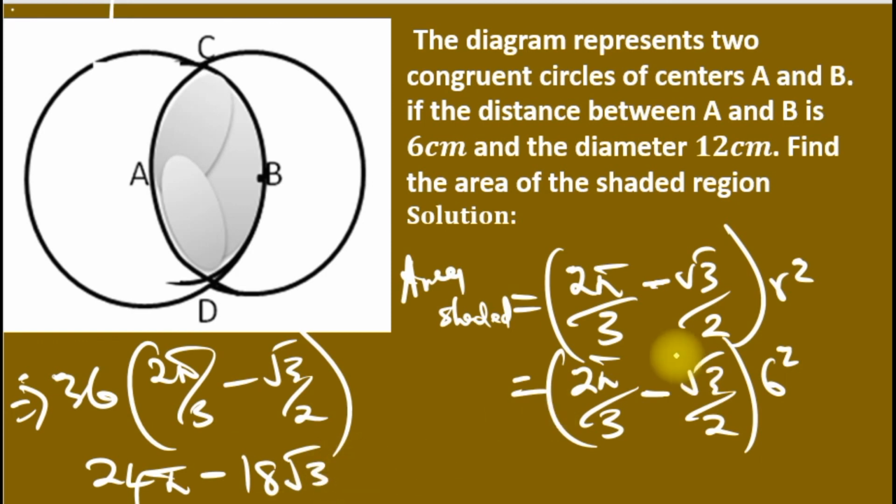So it's just a formula. Remember this formula, where r is the radius, the distance here. If you see anything with congruent circles like this, use this formula. It's a very important formula.